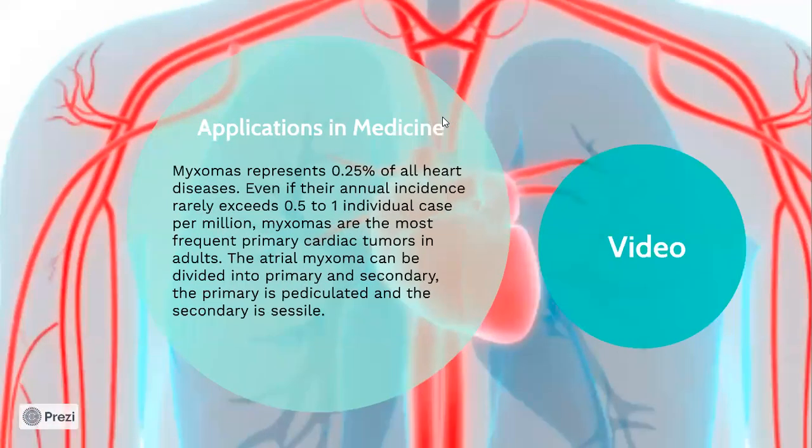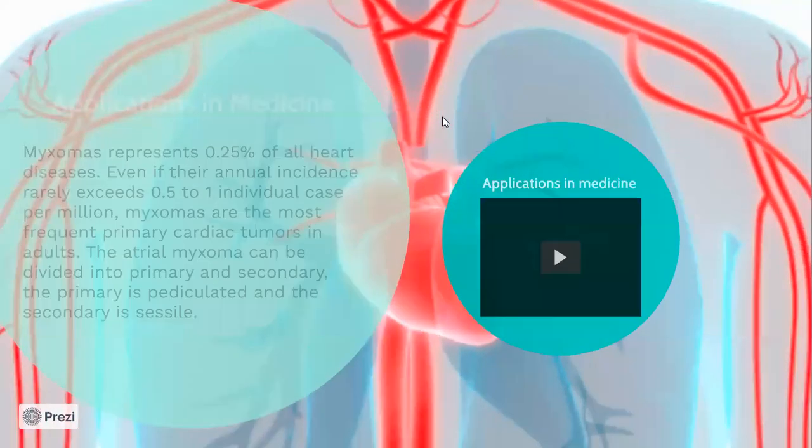Applications in medicine. Myxomas represent 0.25% of all heart disease, even if their annual incidence rarely exceeds 0.5 to 1 individual case per million. Myxomas are the most frequent primary cardiac tumor in adults. The atrial myxoma can be divided into primary and secondary. The primary is pedunculated and the secondary is sessile.